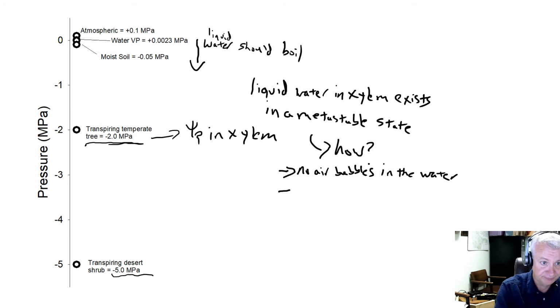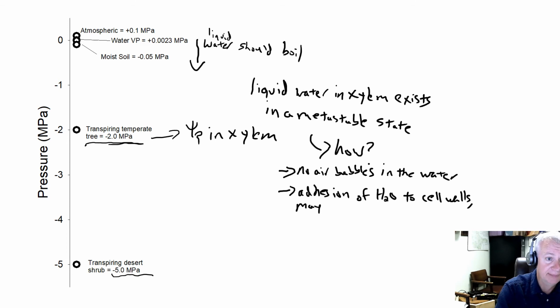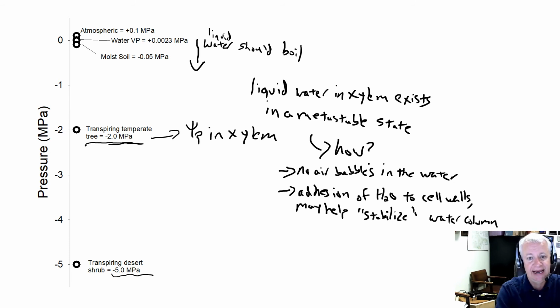In addition, there's adhesion of water to the cell walls, and that may also help stabilize the water column. But the main point is the lack of nucleating points for that phase change to happen. So that enables the water in xylem to be maintained in a metastable liquid state at pressures far below the vapor pressure, the boiling point essentially, of water.